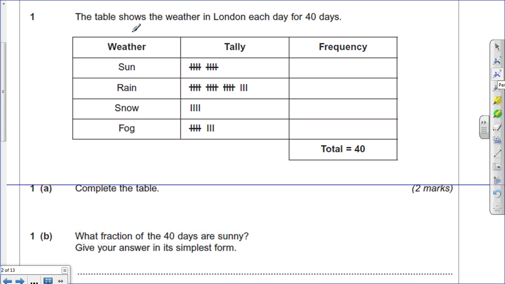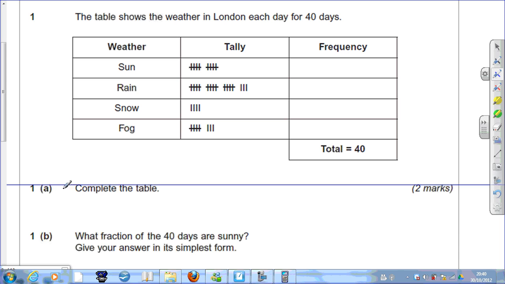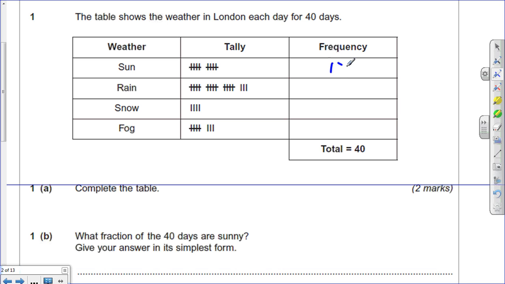Right, the table shows the weather in London each day for 40 days. Question 1A, complete the table. So what we do is we convert the tally marks to numbers. We put it in the frequency column. 2 lots of 5 is 10. There's 4 tallies here, but when we get to 5, instead of adding another vertical tally, we put a horizontal bar across. So each of those represents 5, and it's quite easy then to convert it to numbers.